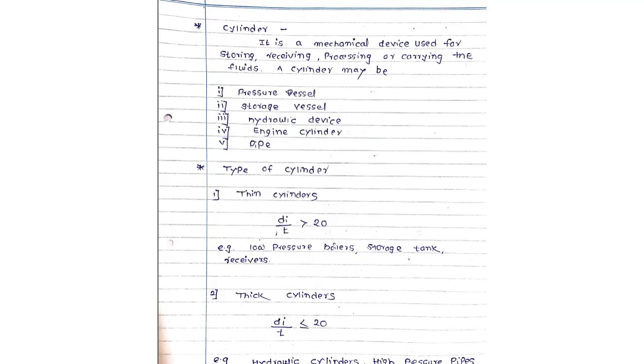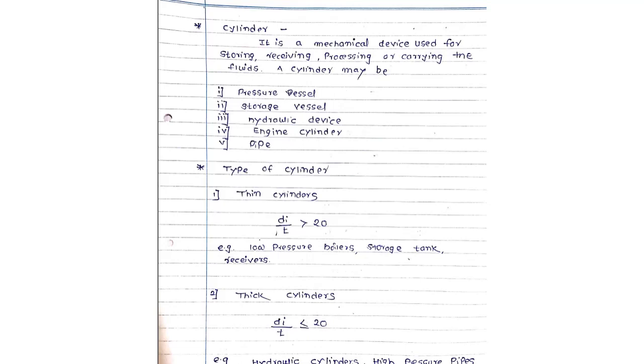Maybe you are aware of this word, cylinder. What is it? It is a mechanical device used for storing, receiving, processing or carrying fluid. A cylinder may be a pressure vessel, storage vessel, hydraulic device, engine cylinder or pipe. Maybe in the IC engine subject you have heard about the engine cylinder term many times, so you are already aware of it from the first year till date. Next, this cylinder is classified into two types.